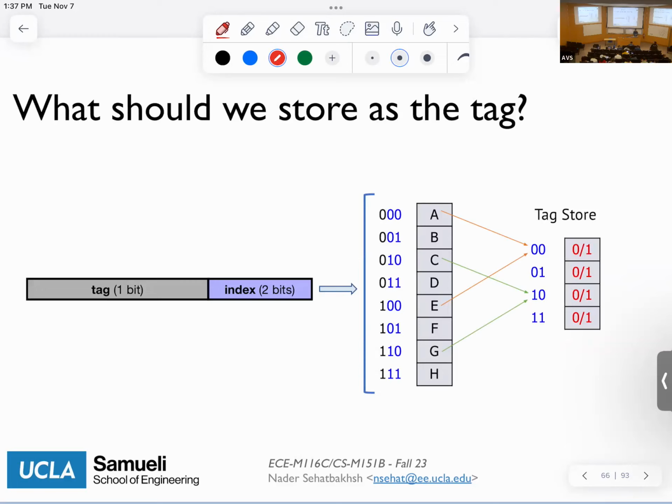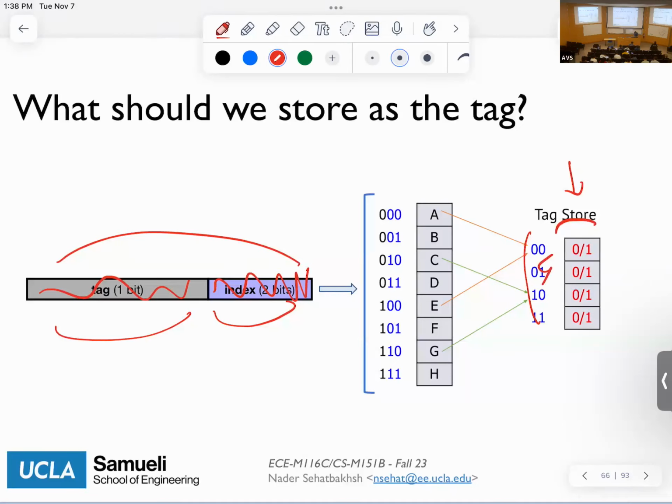So as I said, for direct map, this is basically how we do this, right? We break down the address into an index part and a tag part. I already discussed why we need 1 bit. So in this case, I have 2 bits of index and 1 bit of tag, right? So my tag store is only 4 by 1.